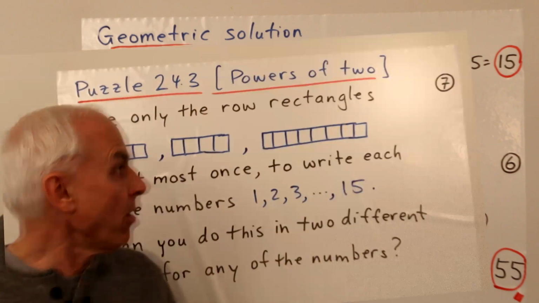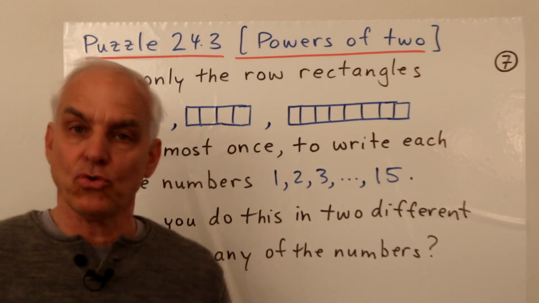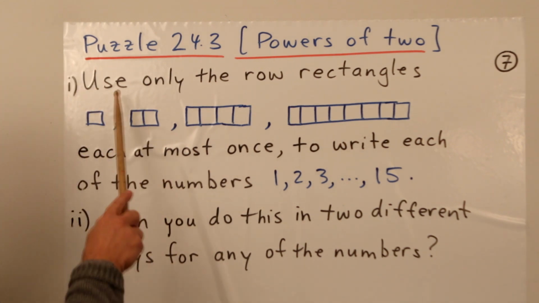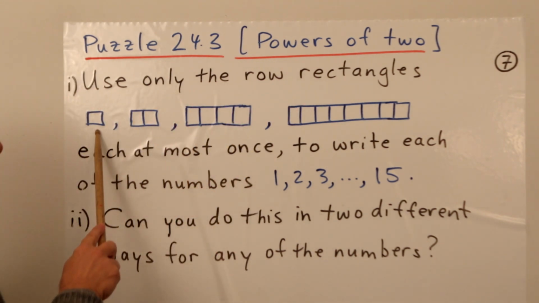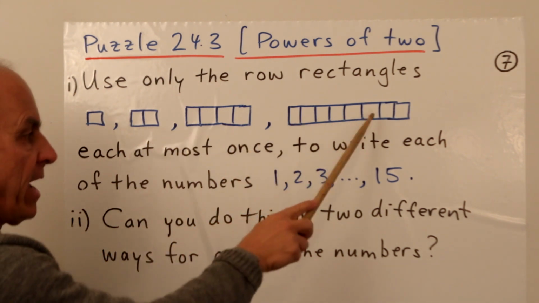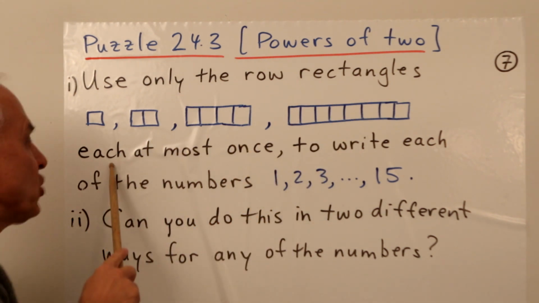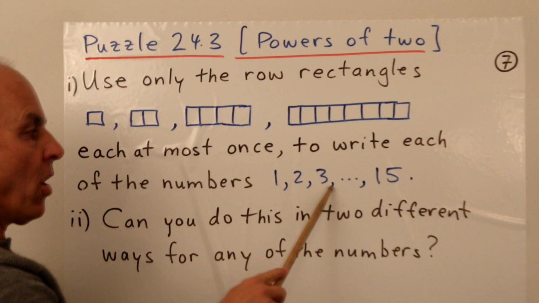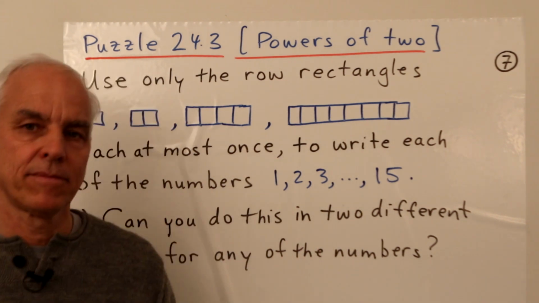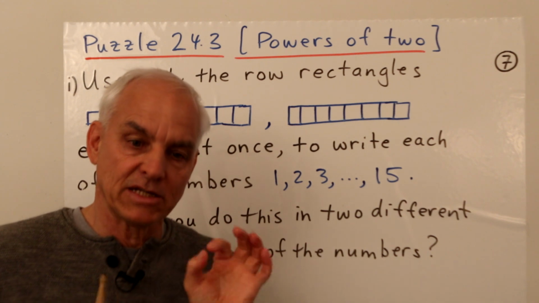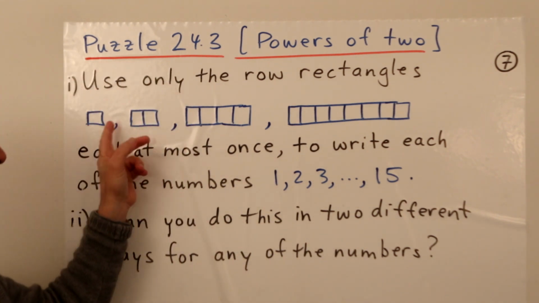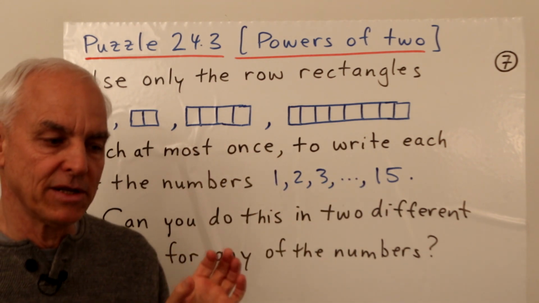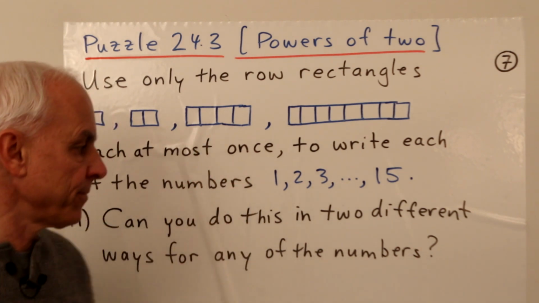So our third problem involves powers of 2 again, which we've already seen in the first problem. But now the orientation is different. The problem is to use only the row rectangles 1, 2, 4, and 8, just these ones, each at most once, to write each of the numbers 1, 2, 3, all the way up to 15. That means we have to express each of these numbers using just these 4 powers of 2, and we can only use any one of these at most once.